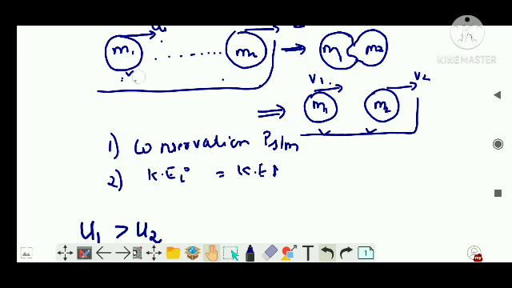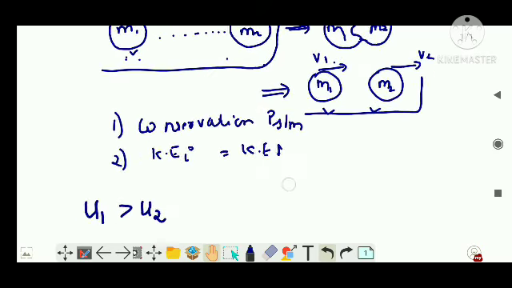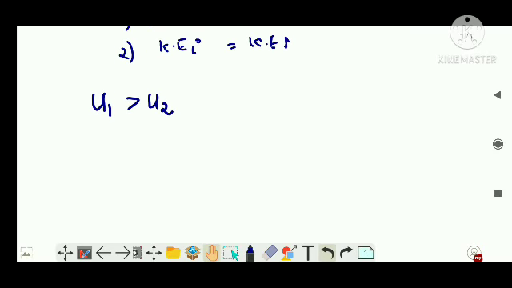Suppose this M1 has a low velocity, let's say 10 meters per second, and M2 has 30 meters per second. M1 can never reach M2 because it has a lower velocity. So it is common sense that if M1 has to collide with M2, then U1, that is its velocity, should be greater than the velocity of the second one. Then only can a collision happen, right?